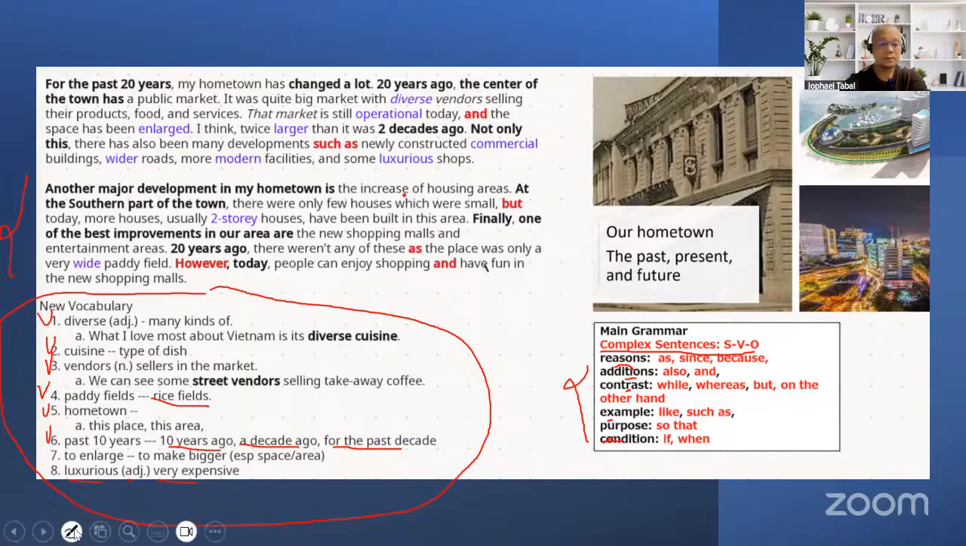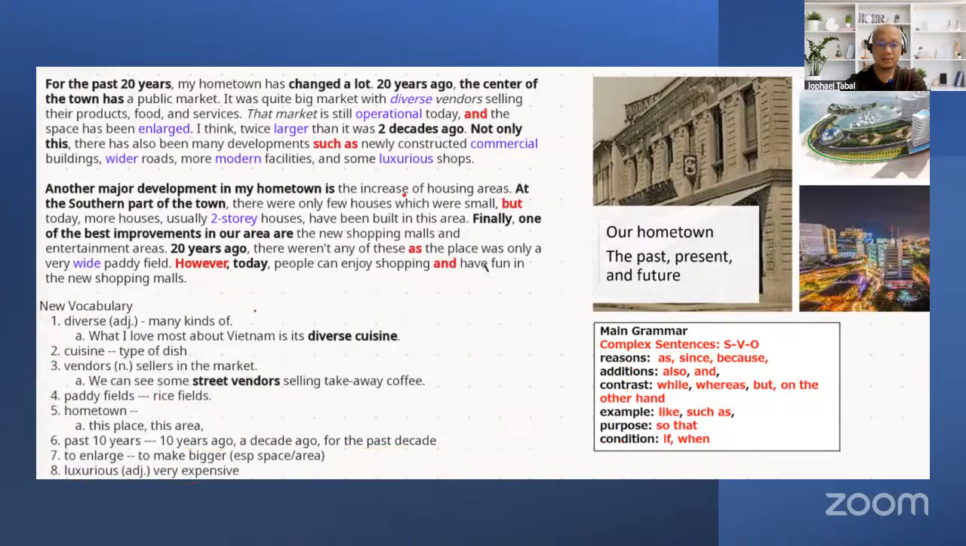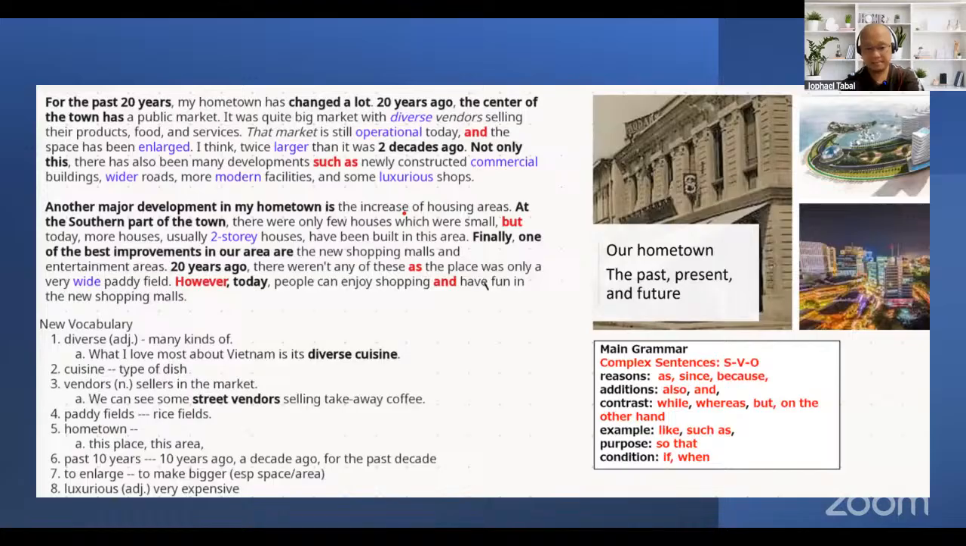I'm going to give you 3 to 5 minutes to prepare for this activity. Again, what you need to do is compare your hometown in the past and today. How has your hometown developed for the past 10 or 20 years? Let me give you enough time to prepare for this exercise.